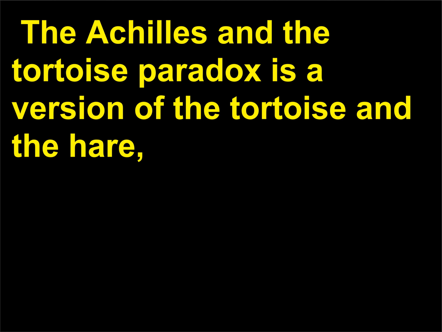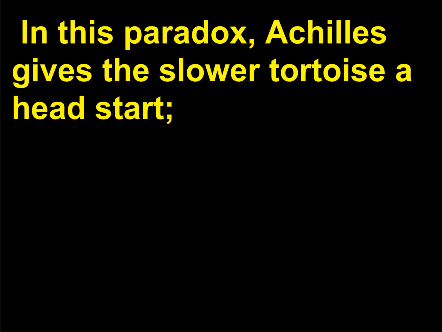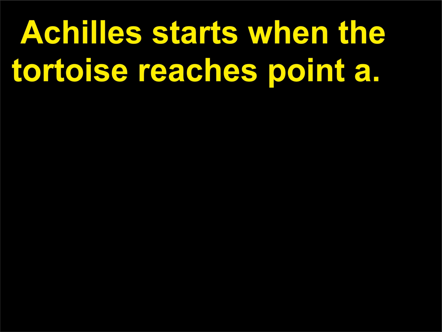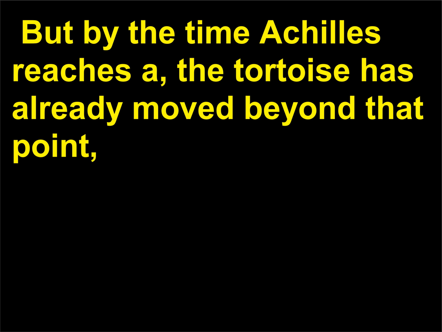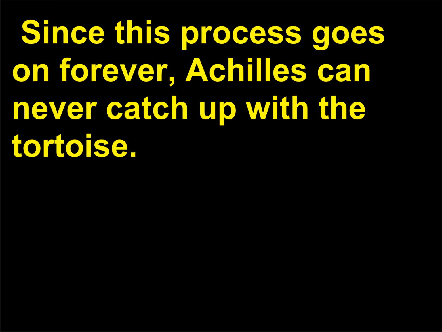The Achilles and the tortoise paradox is a version of the tortoise and the hare, but with a very different resolution than the well-known fable. In this paradox, Achilles gives the slower tortoise a head start. Achilles starts when the tortoise reaches point A. But by the time Achilles reaches A, the tortoise has already moved beyond that point to point B. When Achilles reaches B, the tortoise is at point C, and so on ad infinitum. Since this process goes on forever, Achilles can never catch up with the tortoise.